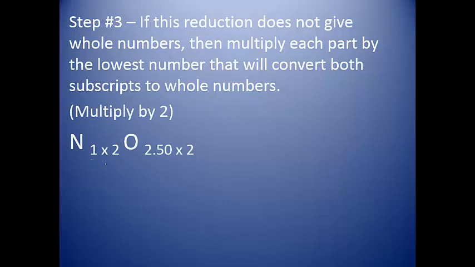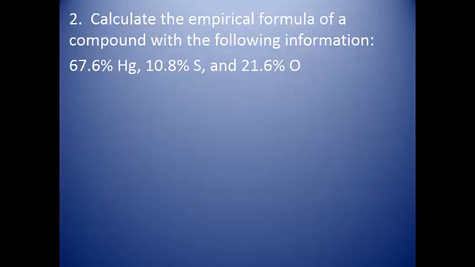So nitrogen, we take 1 times 2. And oxygen, because this is the one we really needed to fix, 2.5 times 2. And that gives us our lowest whole number ratio of N2O5. Alright, that is the empirical formula for the percents that they gave us in our problem. Let's actually go through one together then, and write this out with me as we do the parts.